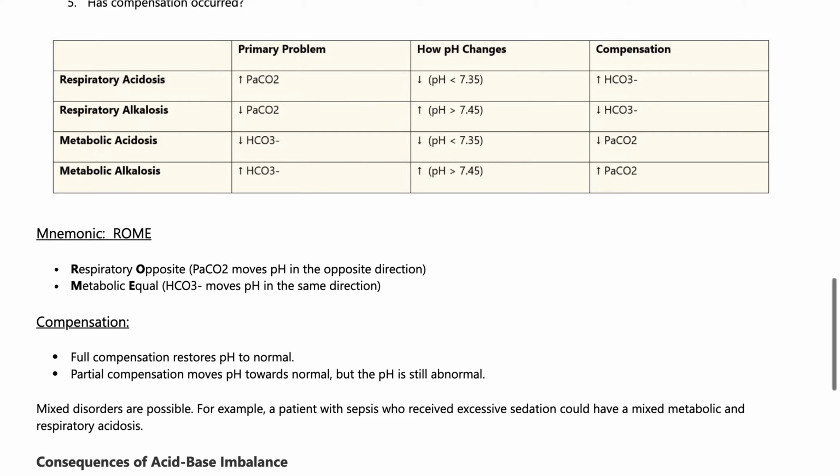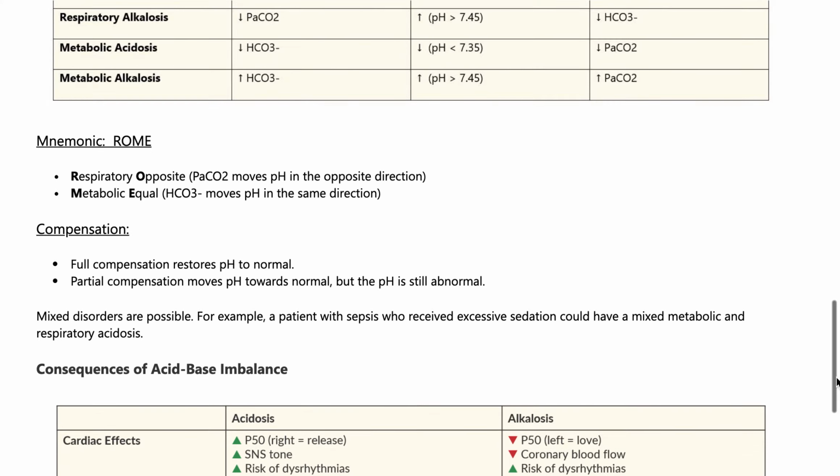So the mnemonic ROME, again, is respiratory opposite, and this is used to help you remember that PaCO2 moves opposite to the direction of pH. So as pH goes up, PaCO2 goes down. And then metabolic equal, bicarb moves pH in the same direction. Regarding compensation, full compensation restores pH to normal, whereas partial compensation moves pH towards normal, but the pH is still abnormal.